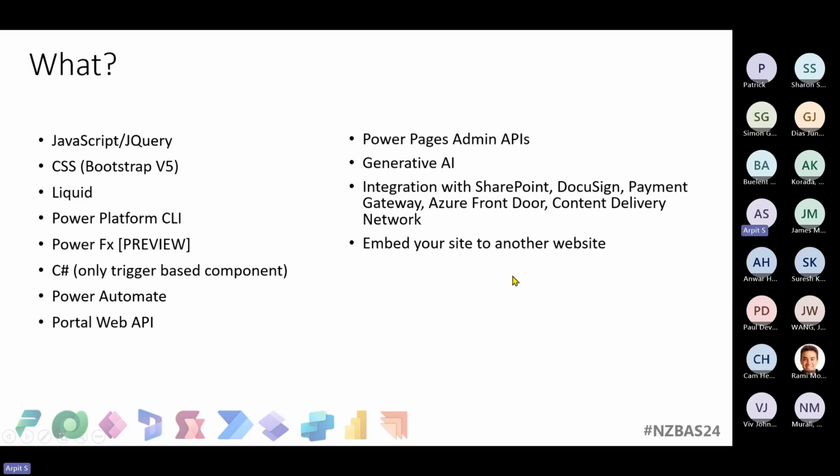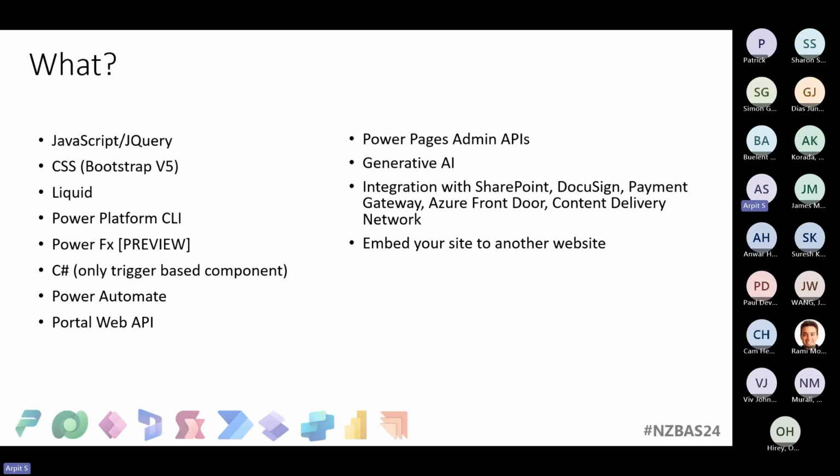Embed your site in another website. Power Pages also supports that: if you have to embed your Power Pages site in any external website, you can do it in the form of an iframe. Integration with other Power Platform components, for example, Power Apps, Canvas apps, Copilot Studio, Power BI. For example, if you have to embed a chatbot in your Power Pages site, you can use Copilot Studio to design your chatbot.